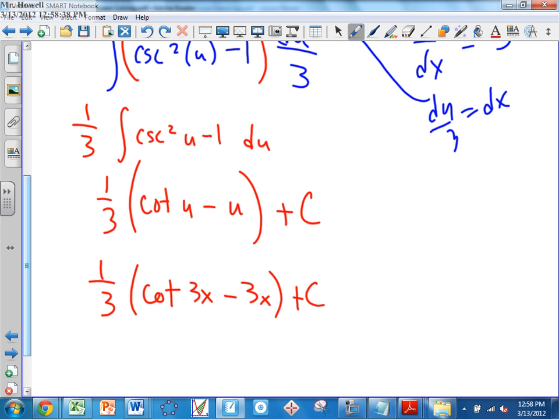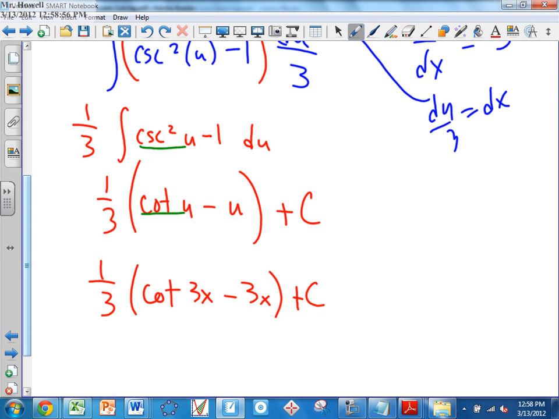Where did the other u come from? -1. The integral of cosecant squared is cotan. Well, what about the integral of 1? The integral of 1 is just u. The integral of a constant is just applying another variable to it. So the integral of like 5 would be 5u. 10 would be 10u, because we're integrating with respect to u.